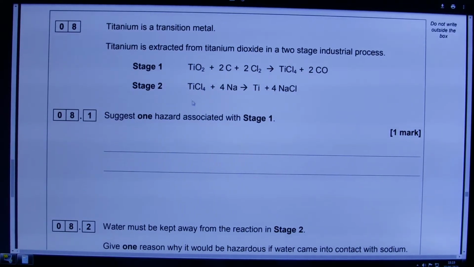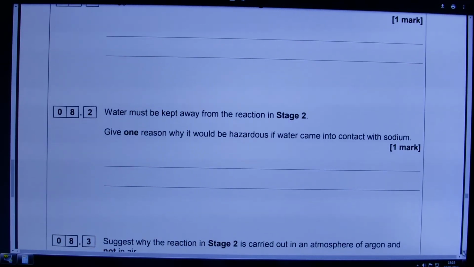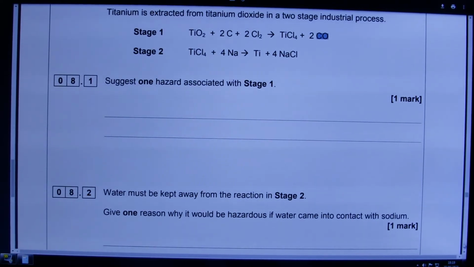Suggest one hazard associated with stage 1: carbon monoxide. I mean, chlorine's poisonous. So is carbon monoxide. Water must be kept away from the reaction in stage 2. I was about to say because there's sodium in it, but the question is, why would it be hazardous if water came in contact with sodium? Because it reacts very readily, very energetically, and gives off an awful lot of heat and hydrogen gas, which tends to produce a fire.